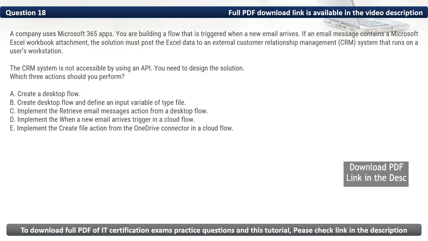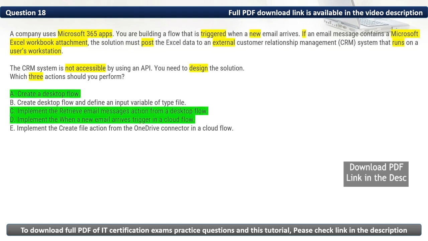Here in this question, based on the given requirements, the three actions that we should perform are create a desktop flow, implement the retrieve email messages action from a desktop flow, and implement the when a new email arrives trigger in a cloud flow. Thus, the correct options are A, C, and D.